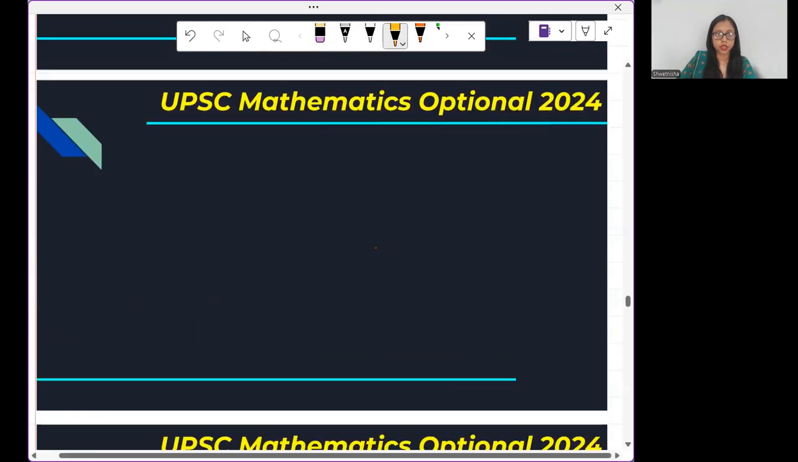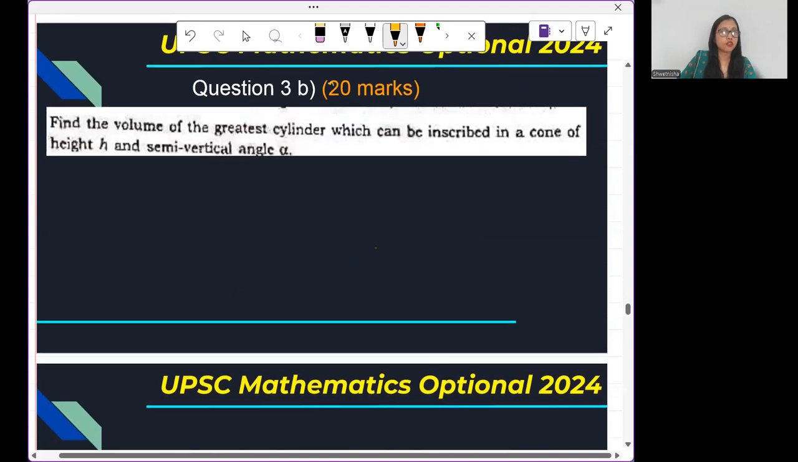Next question. Third question, B part for 20 marks. At first glance, it looks like a question from analytic geometry when you see cylinder, angle, height, and cone. So it seems like an analytic geometry question, but it is not. And that's why I always say practice previous year questions only from the question papers, not from the categorized question papers.